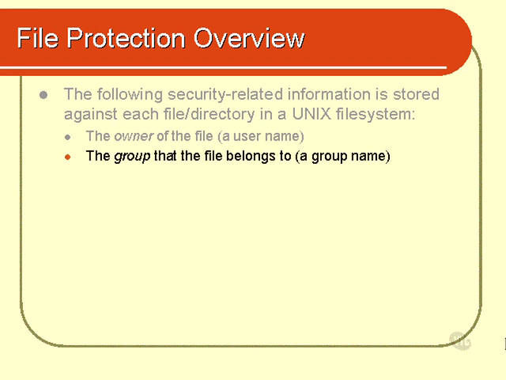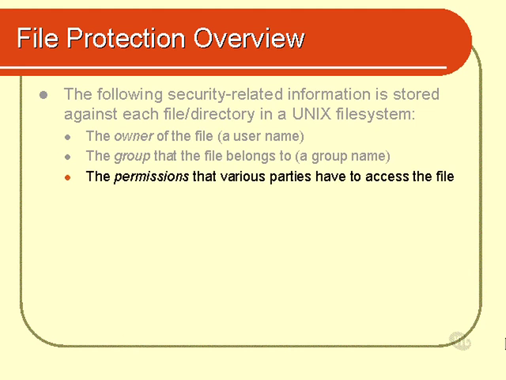There's also a group that the file belongs to. What that means is that all members of that particular group have a particular set of permissions over that file, and no members of any other group have any permissions over that file. And thirdly, there are a set of permissions that various parties have to access the file. We are going to learn more about the permissions in much greater depth in this chapter, including this module.